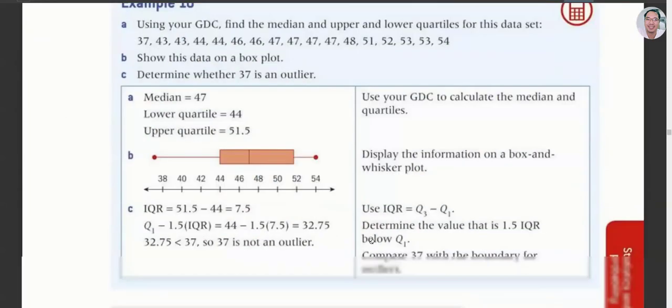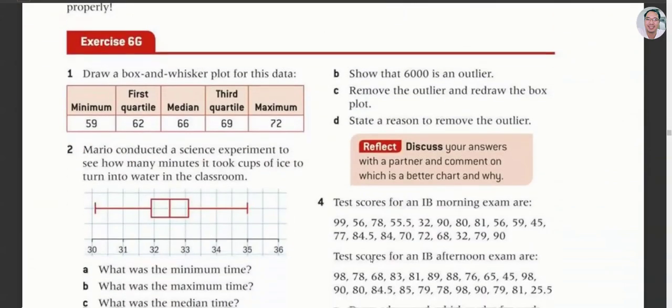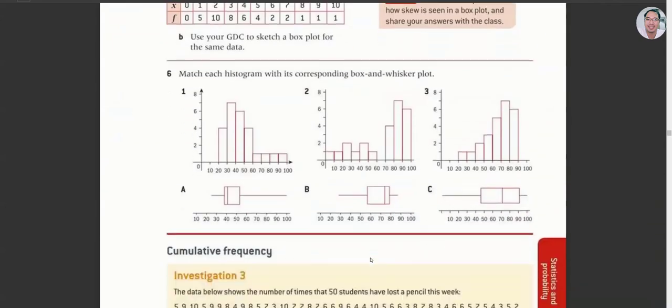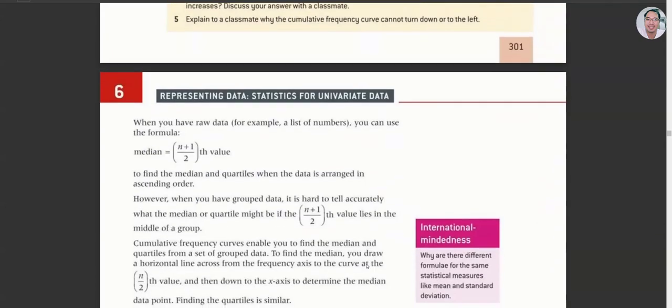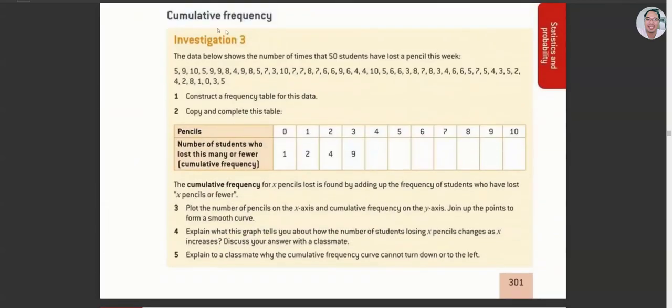Box plot, we haven't done it. Not enough time. So, outlier. Cumulative frequency, we haven't done that. I will make a video tomorrow about cumulative frequency and send a link to you.